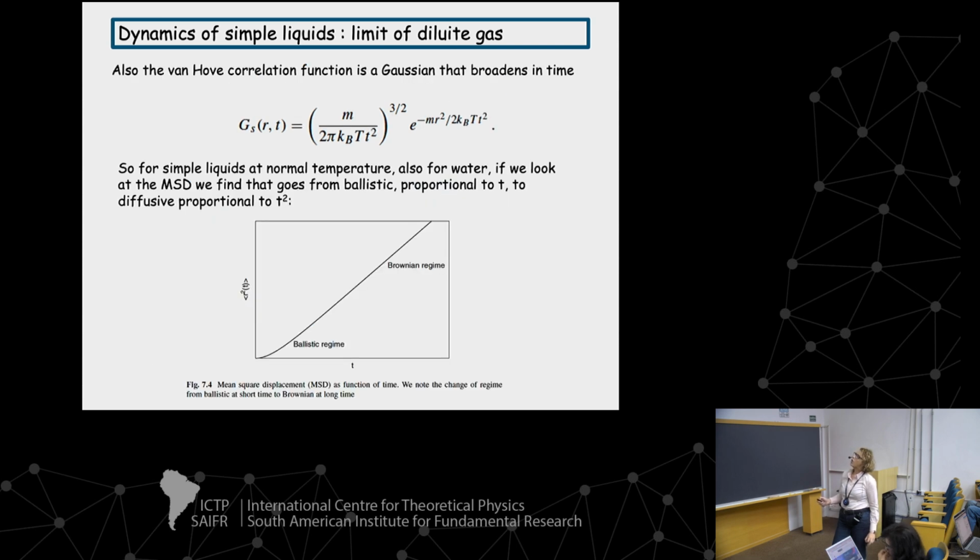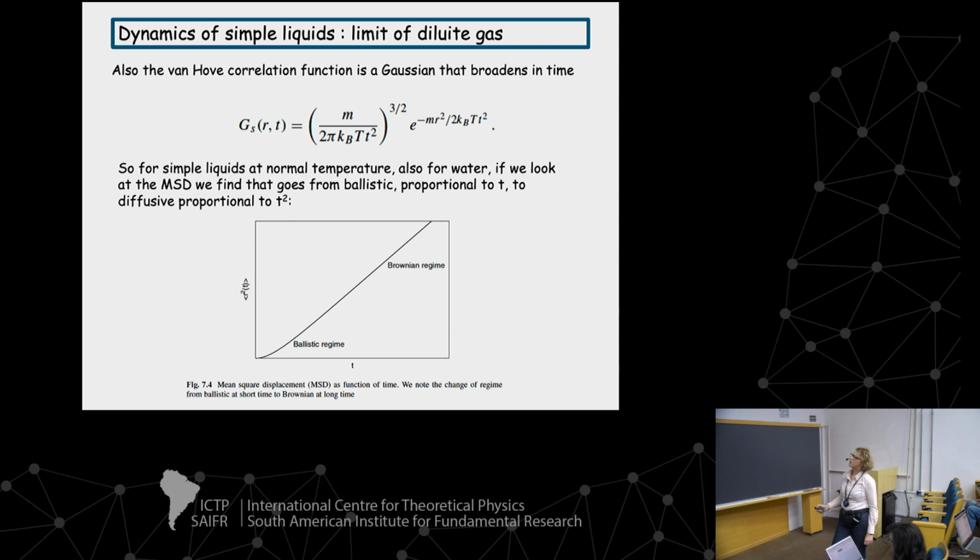Also the Van Hove correlation function, which we can obtain with another Fourier transform that I leave to you, is a Gaussian, as you can see, in r squared. So for a simple liquid at normal temperature, and also for water, if we look at the mean square displacement, we find that it goes from ballistic to Brownian.